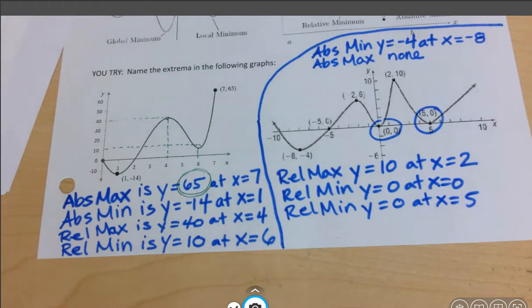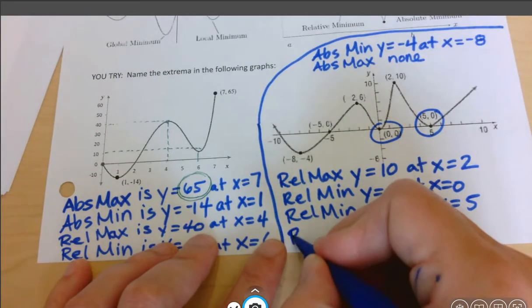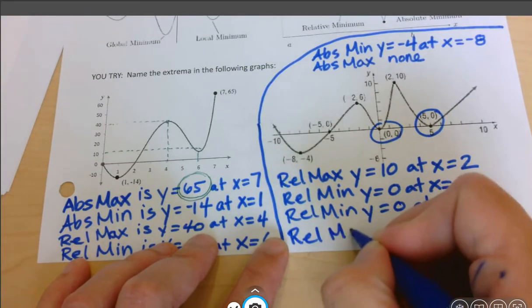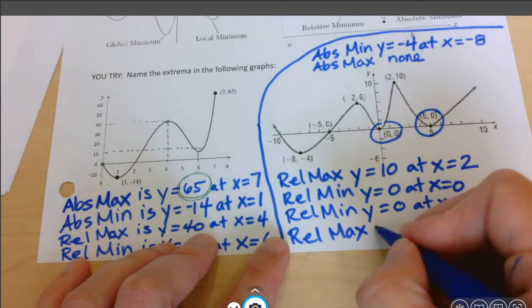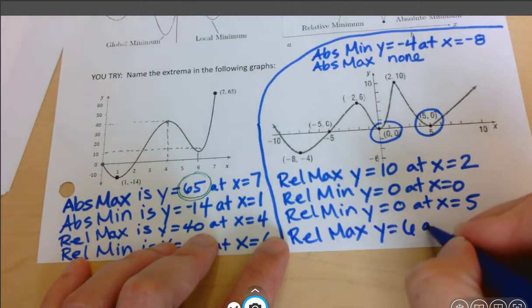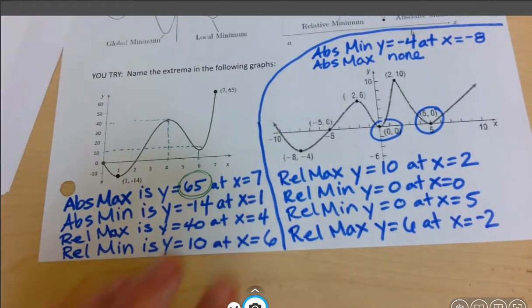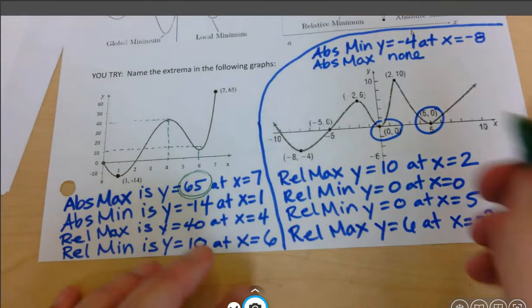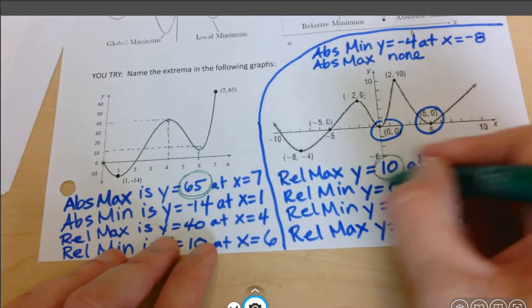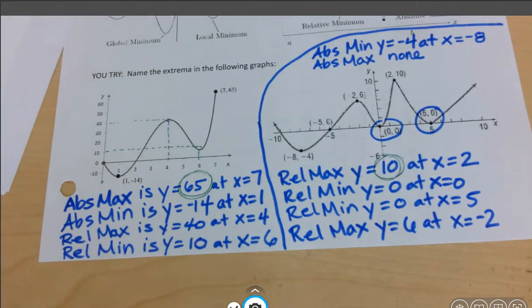Do you guys see it? What's the y value of the last relative maximum? It is 6. Good. So we have a relative max of y equals 6 at x equals -2. And so notice the phrase has both the x and the y in it, but the y is the most important part, okay? That is the actual maximum or minimum. It's the y. Any questions?